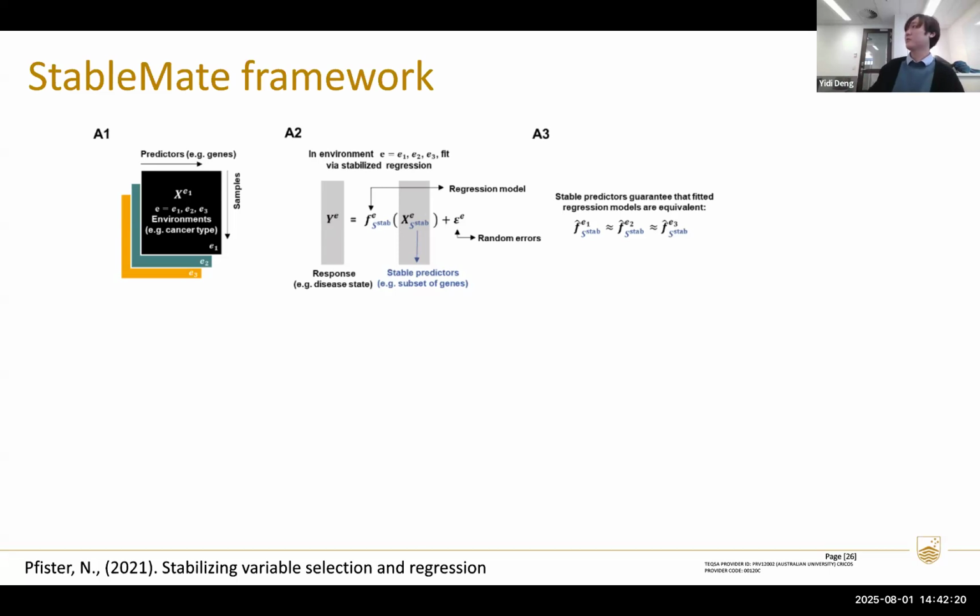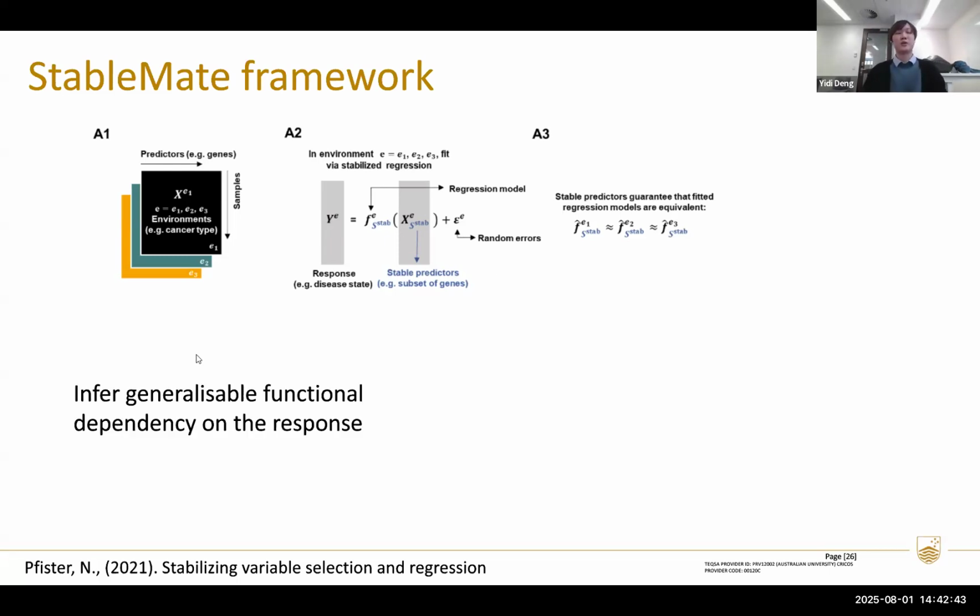But actually, other than the stable association, if you look at the counterpart, the unstable association, it's also very interesting because that's the genetic relationship that changes across cell type or condition. So it's also biologically meaningful. Yeah, but I didn't talk about that because it's kind of biological.